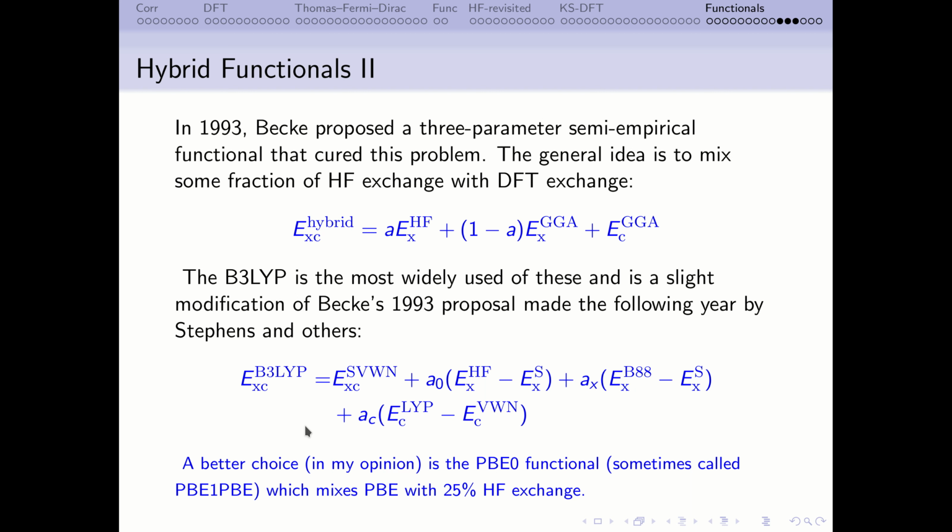In my opinion, as a physicist, a much better choice is the PBE functional, PBE0. Now, PBE0 is based on PBE, but it contains 25% Hartree-Fock exchange. The B3LYP functional ends up having 20% of Hartree-Fock exchange. The PBE0 functional has 25%. Otherwise, it's a simpler functional, and it can be quasi-derived on theoretical grounds, but it's only quasi-derived.